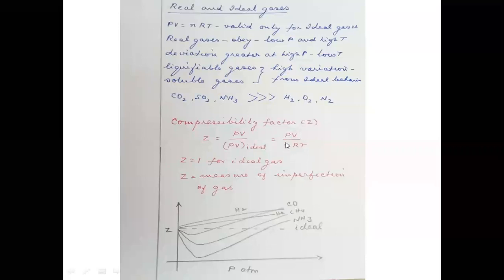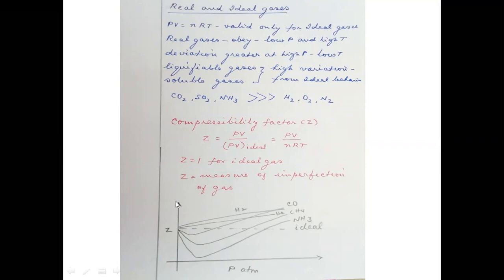because nRT is applicable only for an ideal gas. So Z is P into V by nRT. For an ideal gas, PV is equal to nRT, which means the numerator value and the denominator value are equal. Hence, Z will be 1 for ideal gases. Whereas for real gases, it will not be 1.